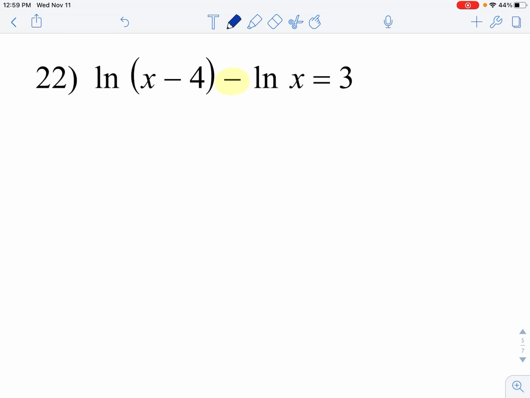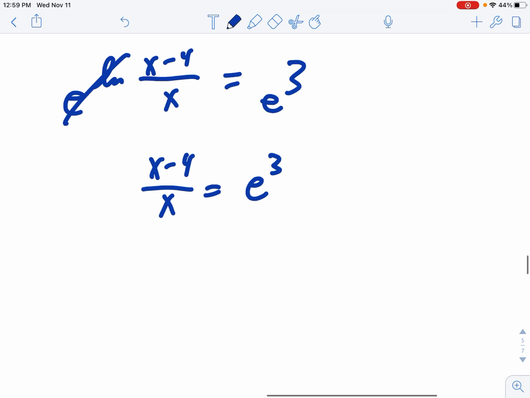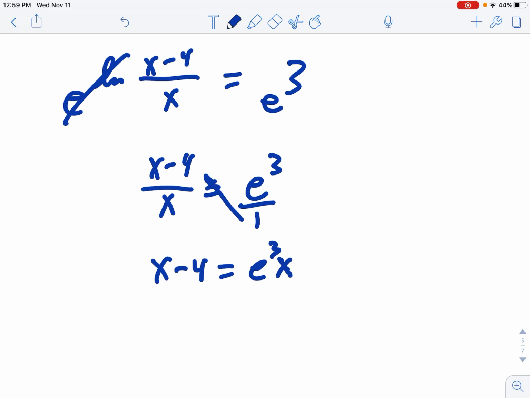Minus. So I need to condense this using the quotient property. x minus 4 over x equals 3. Now what? Cancel out ln by dropping an e on both sides. x minus 4 over x equals e to the third. Put this over 1 and cross multiply. This way, 1 times x minus 4 is still x minus 4. x times e to the third is e to the third x.